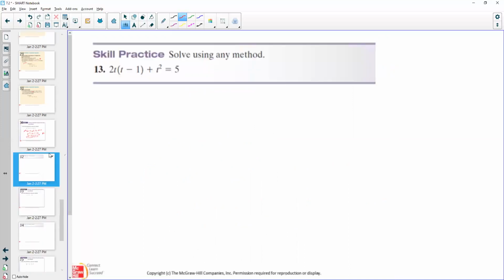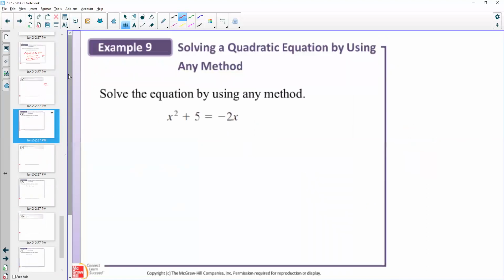This one, try. This one is very similar to that one. This is another case where the AC test would be the ideal way to go. It doesn't mean the quadratic formula won't work. And if that's the way you want to go, that's fine. Okay, let's try this one.